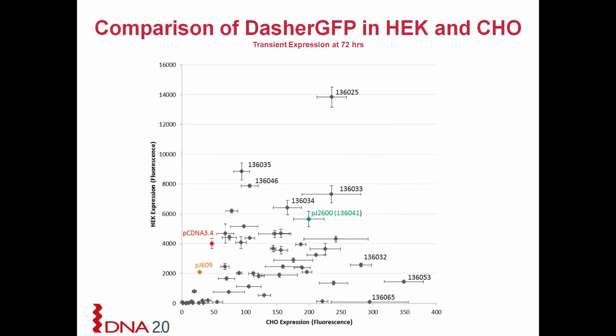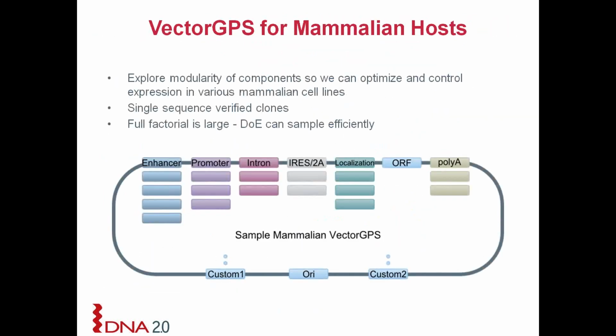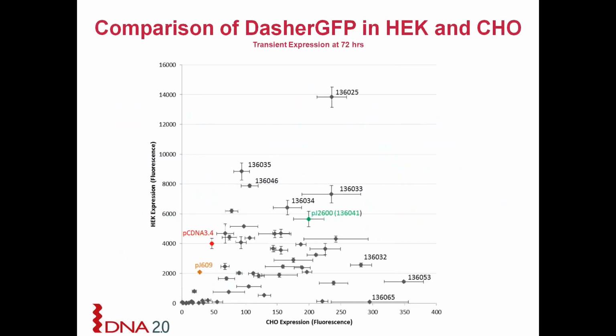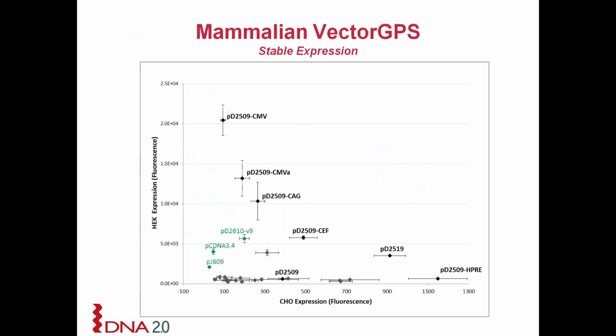Since I started at DNA 2.0, we've been trying to develop an IP-free version of WPRE, and we have been able to do that. Some of you may have seen this on our website. We found HPRE, an IP-free version of WPRE, and furthermore we find that it's more efficient at enhancing stable expression than WPRE.